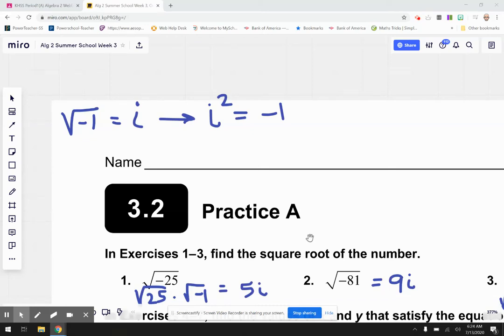Hi, this is a video for 3.2 practice A, and I put at the top of this paper the little really important information that you'll need. We're talking about imaginary numbers, and an imaginary number is a square root of a negative number. You can't square a number and come up with a negative, because if you square a negative, it's going to be a positive, or if you square a positive, it's going to be a positive. So technically, square root of -1 doesn't really exist.